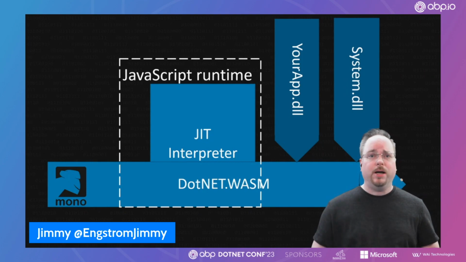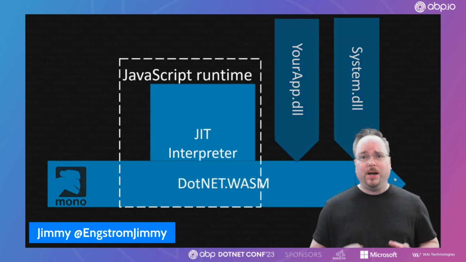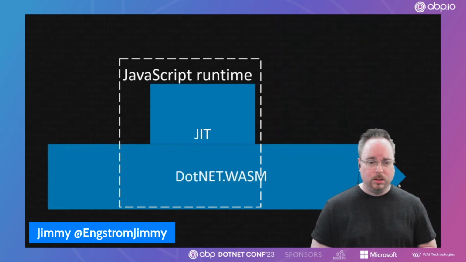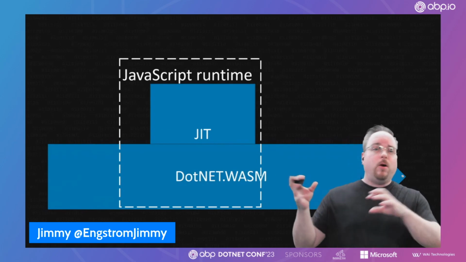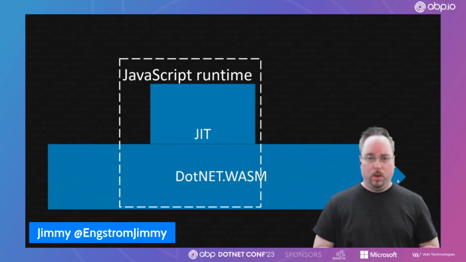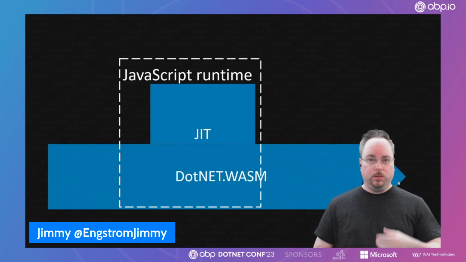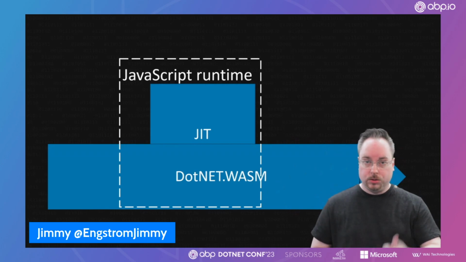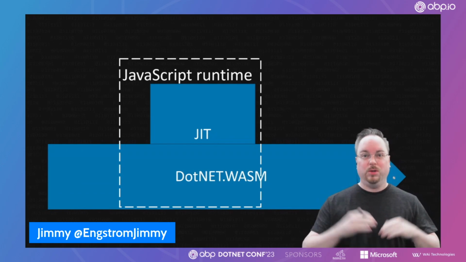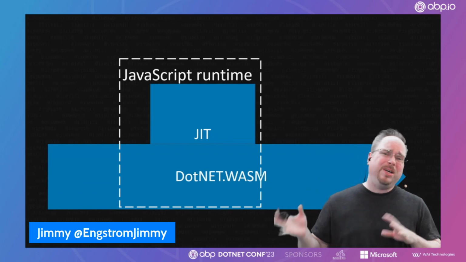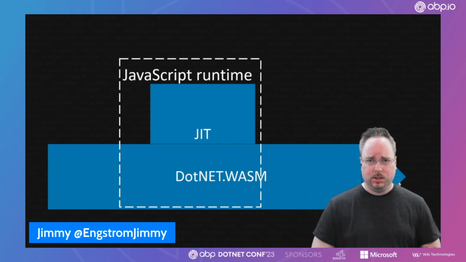Now with .NET 6, we got another opportunity. We got ahead of time compilation. So what happens is that it's going to take all the .NET code and compile all of it to WebAssembly, which is going to make it run faster. It's going to load faster, but the resulting file is going to be a lot bigger. And we're going to come back to footprint in just a bit.